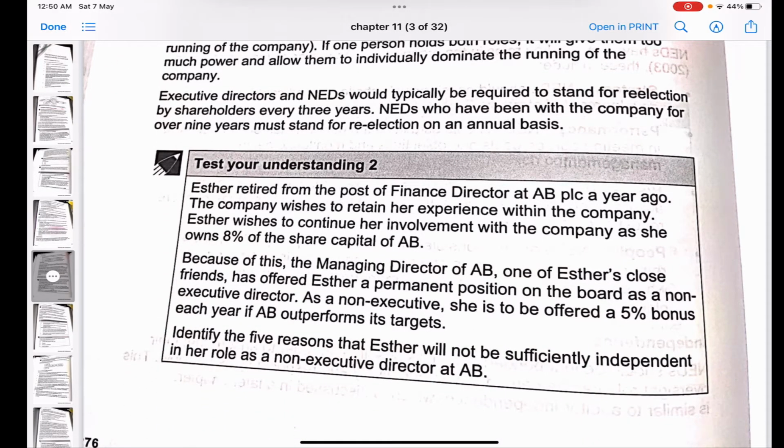Executive directors and NEDs would typically be required to stand for re-election by shareholders every 3 years. So every 3 years, the executive director and the non-executive director are expected to stand for re-election. NEDs who have been with the company for over 9 years must stand for re-election on an annual basis.